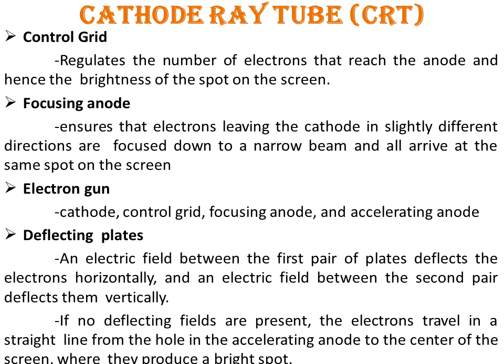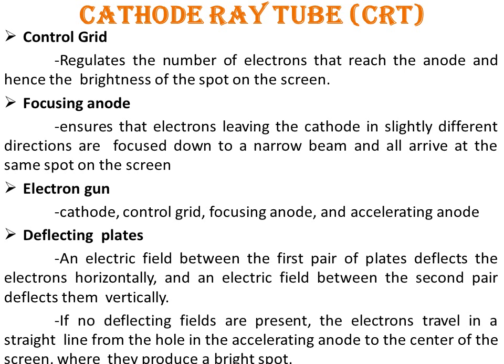The control grid present in the cathode ray tube regulates the number of electrons that reach the anode and hence the brightness of the spot on the screen. The focusing anode ensures that the electrons leaving the cathode in slightly different directions are focused to a narrow beam and arrive at the same spot on the screen. The electron gun is comprised of the cathode, the control grid, focusing anode and accelerating anode. All this ensures that the electron beam is focused and narrowed to the spot on the screen.